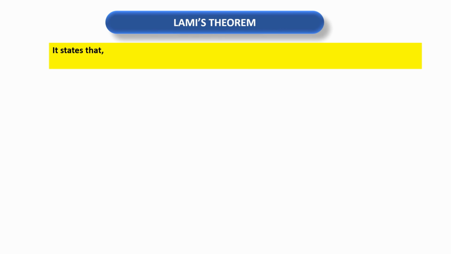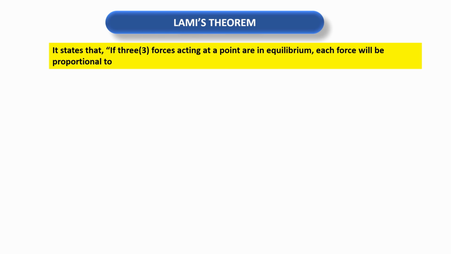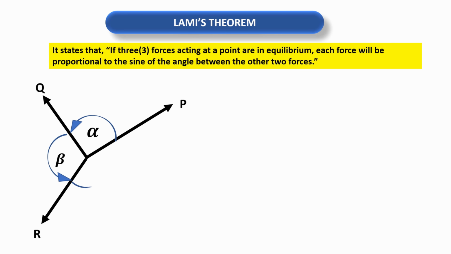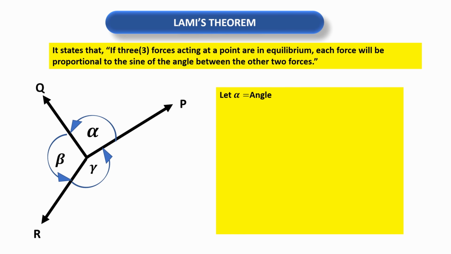Lami's theorem states that if three forces acting at a point are in equilibrium, each force will be proportional to the sine of the angle between the other two forces. Let alpha equal the angle between P and Q, beta equal the angle between Q and R, and gamma equal the angle between P and R.